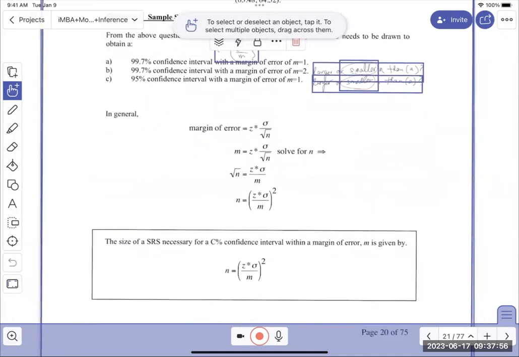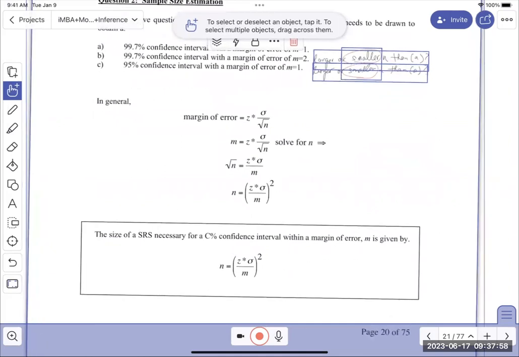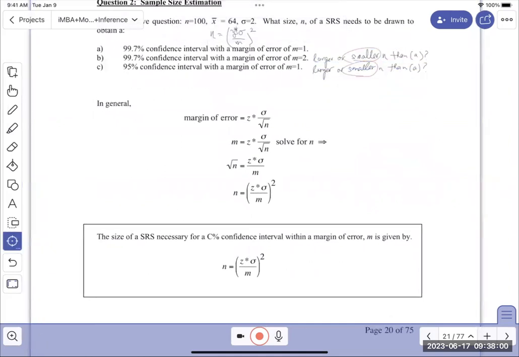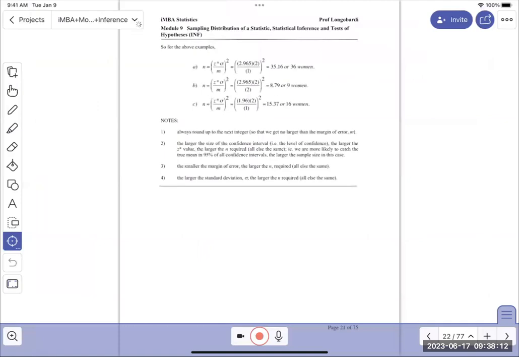Okay, so in summary, I'll do the calculations later, but I wanted you to think a little. The size of the simple random sample necessary for a C% confidence interval within a margin of error m is given by this amount. So now let's look at the calculations.